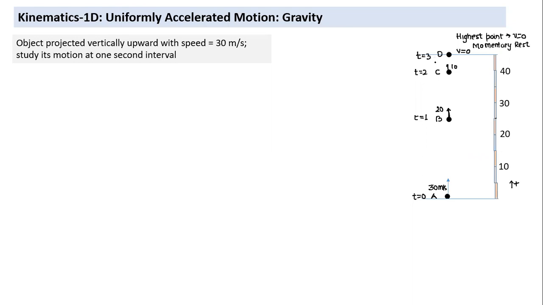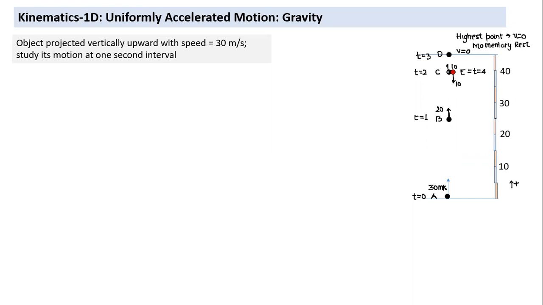We know when you throw a ball, it comes to momentary rest and then starts falling back because acceleration is still acting. The gravitational force is still acting. So what will happen a second later? A second later, it will start moving downwards. Let's call this point E, at t equal to 4. And what is the velocity? Now, with downward acceleration, the velocity becomes 10 in the downward direction.